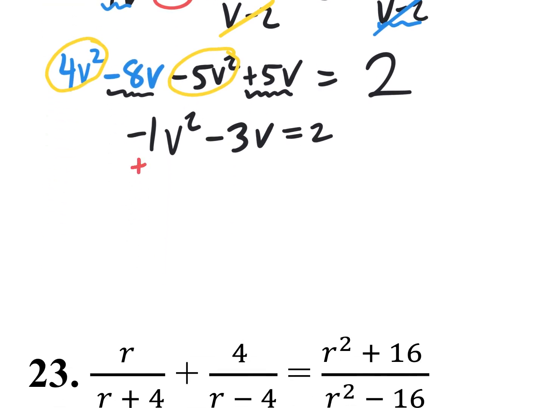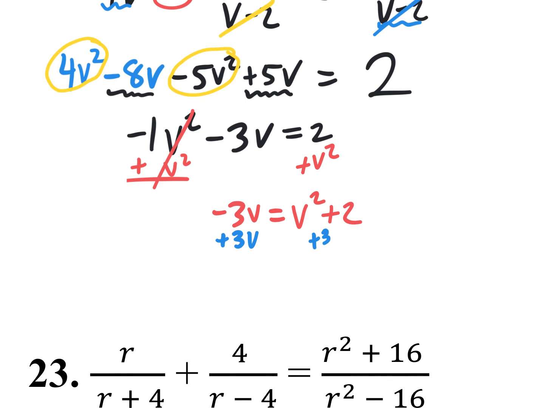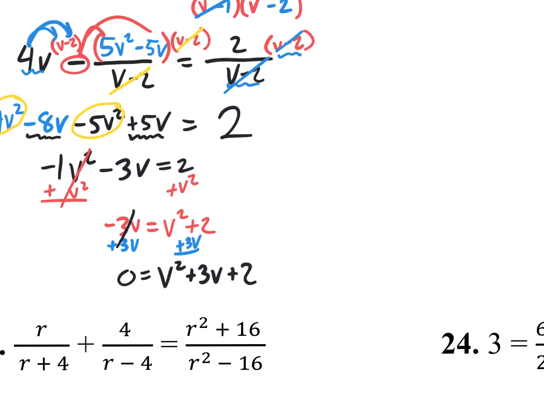I'm going to add 1v squared. That'll cancel it out. So I'll have so far v squared plus 2 equals a negative 3v. And then I'm going to add 3v, add 3v, and I'll end up with 0 equaling v squared plus 3v plus 2. So now we have a quadratic trinomial equation. I'll rewrite it up here. v squared plus 3v plus 2 equals 0.